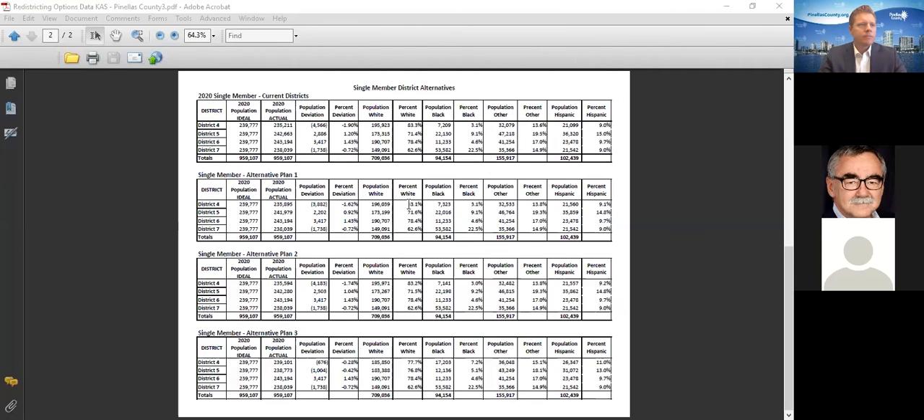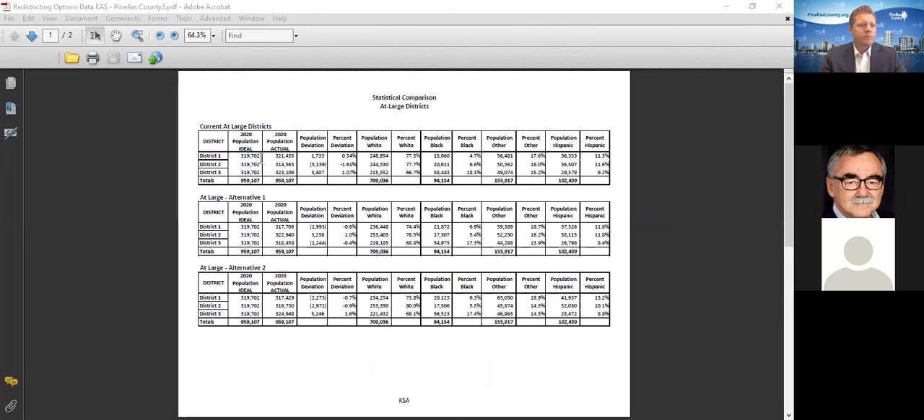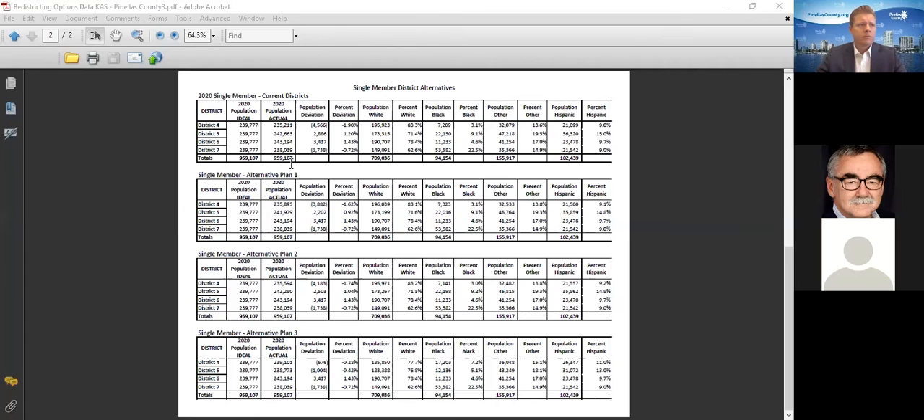Thanks, Kurt. With regard to the question about ideal populations, let me share my screen here. For the at-large residence areas, the target population is 319,702 people. That's the target for the at-large seats. And for the single member seats, a little bit less, 239,777 people is the target.